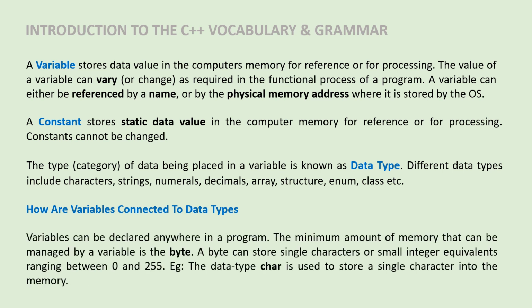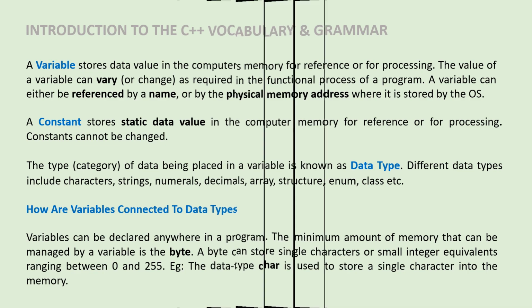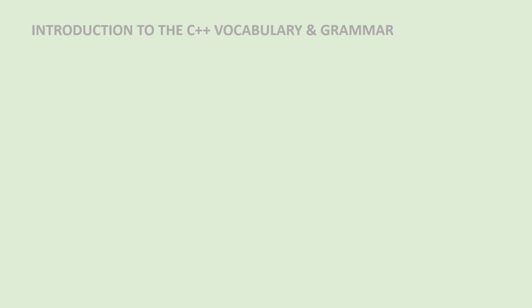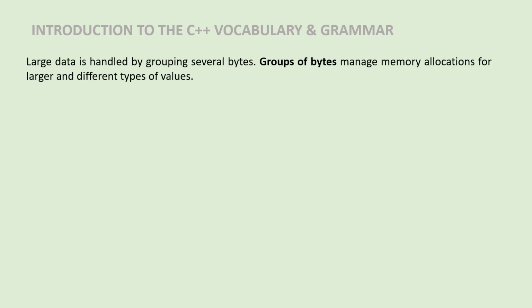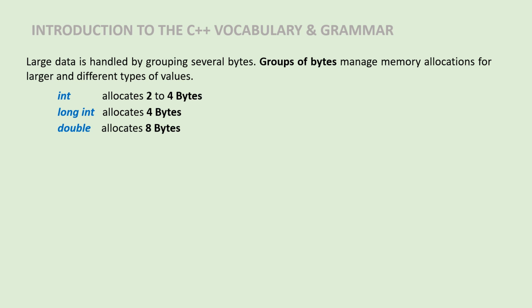Variables can be declared anywhere in a program. The minimum amount of memory that can be managed by a variable is the byte. A byte is of 8 bits, and so can store single characters, or small integer equivalents ranging between 0 and 255. For example, the data type char is used to store a single character into the memory. Large data is handled by grouping several bytes. Groups of bytes manage the memory allocations for larger and different types of values. In C++, int allocates 2 to 4 bytes. Long int allocates 4 bytes. Double allocates 8 bytes.